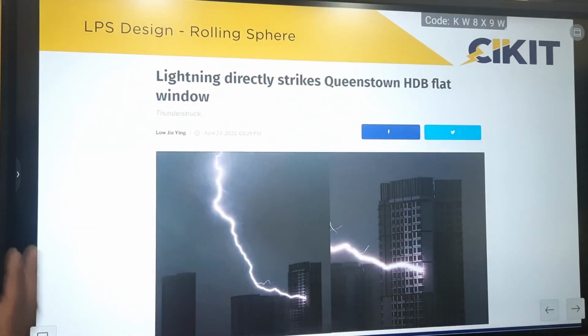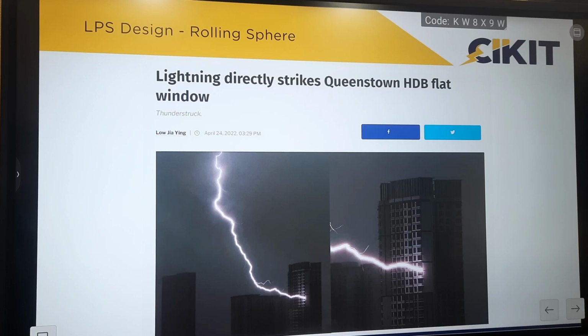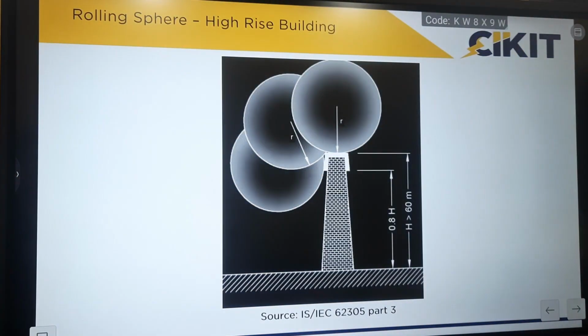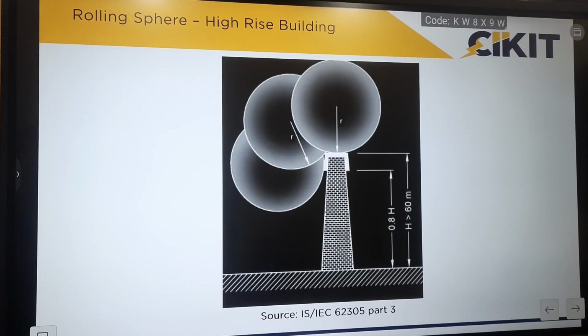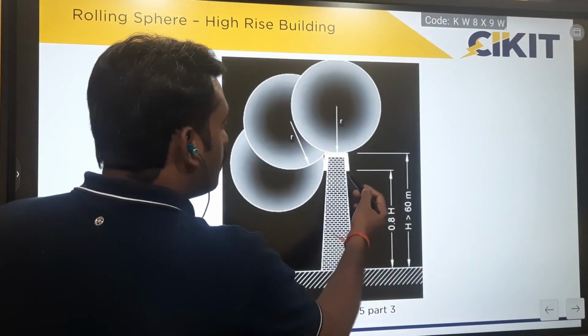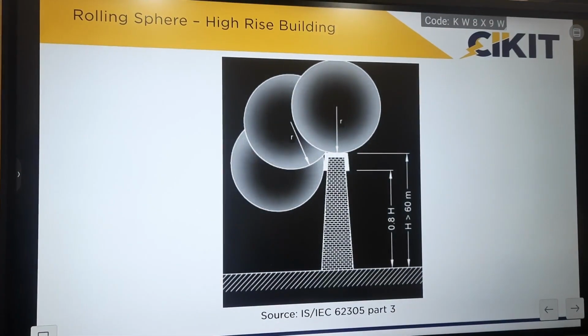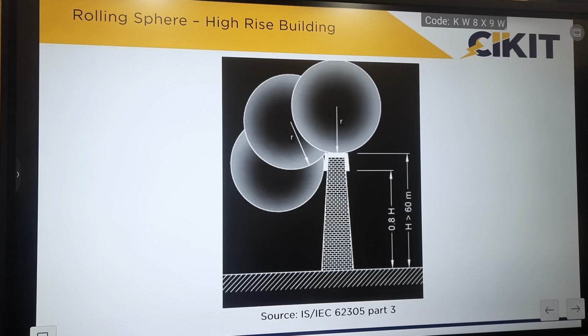So the risk due to lightning on a high-rise building will be much higher. The standard has provided a set of rules to be followed for high-rise buildings. If the building height is greater than 60 meters, then I have to provide additional rings on the vertical side of the building for the top 20% of the building. This is the reference provided by the standard 62305 part 3.